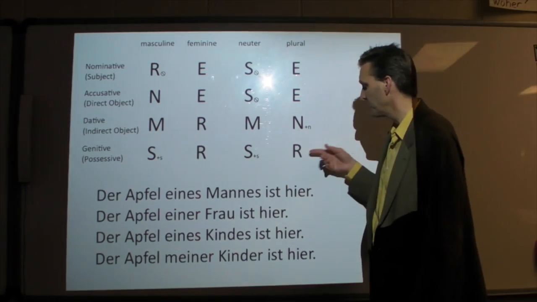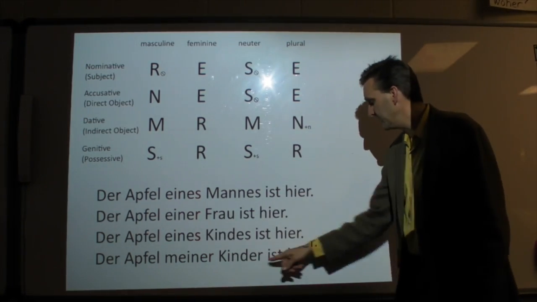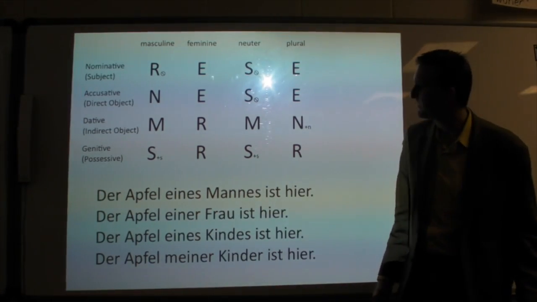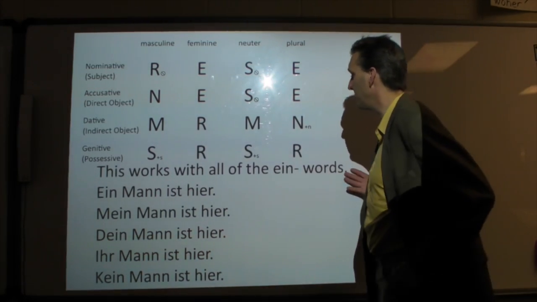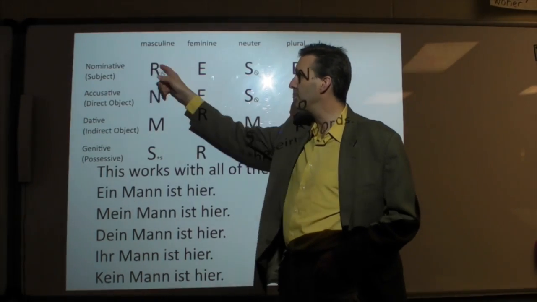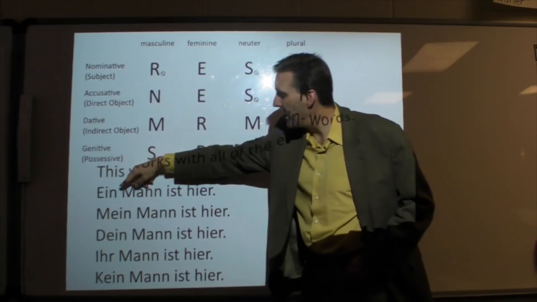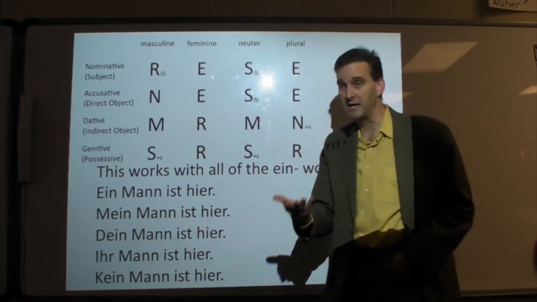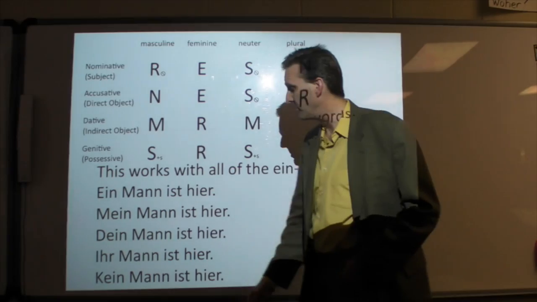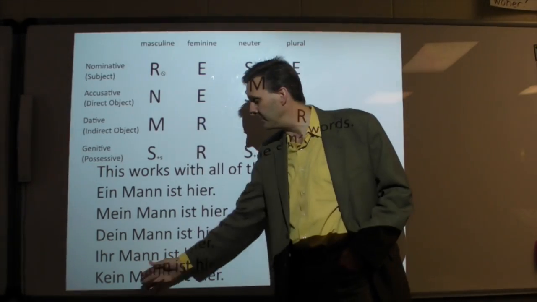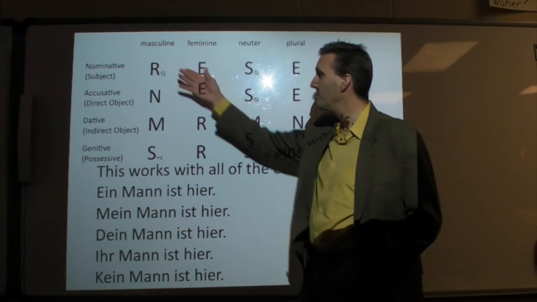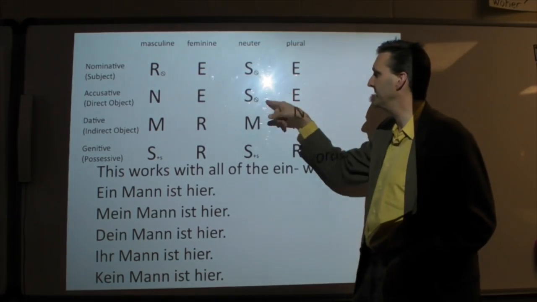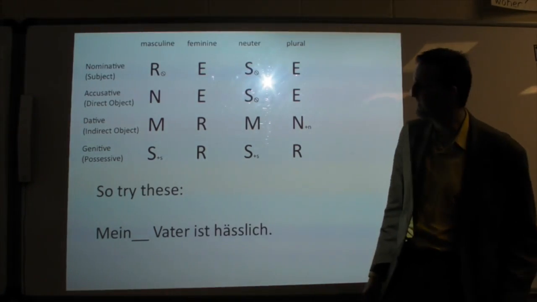And then with the plural, der Apfel meiner Kinder ist hier. I changed it to mine this time, so this makes a little more sense. There we go. It works with all of the ein words. So if I'm back up here where I'm orphaning, I would orphan ein Mann ist here, or mein Mann, my husband, is here. Dein Mann is here, your husband's here. Ihr Mann is here, her husband's here. Kein Mann is here, no man is here, etc. So any of those ein words get orphaned in this case, and also if I did these two, it would work the same way. So we take out that R and orphan it.